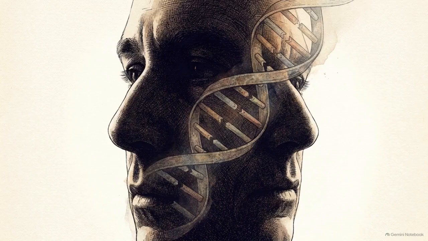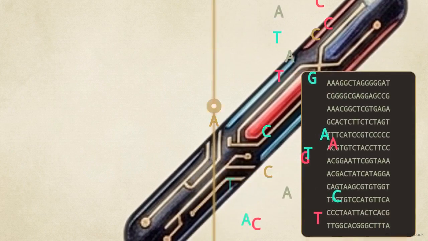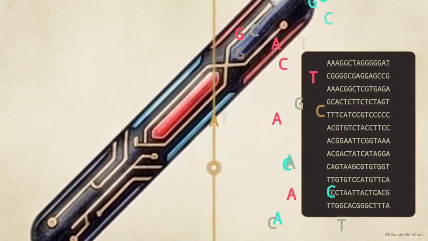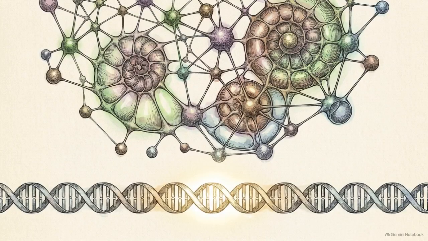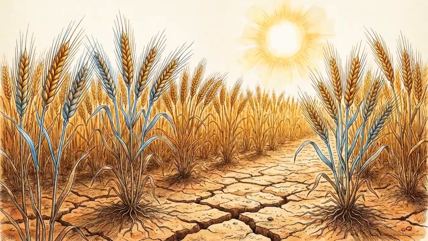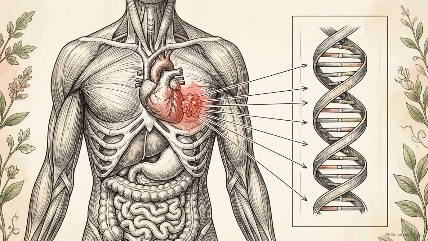Humanity has spent most of its history blindly inheriting its code. Today, we have transitioned into an era where we can actively read and predict it. This mapping has practical, immediate applications. We can now use genetic markers to breed crops that withstand shifting climates and apply precision medicine to identify health risks long before they manifest.